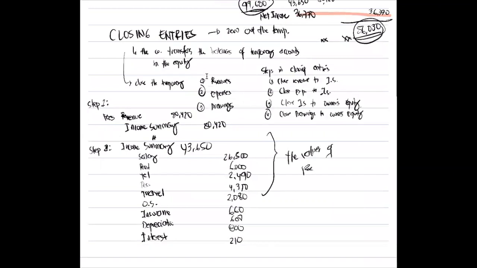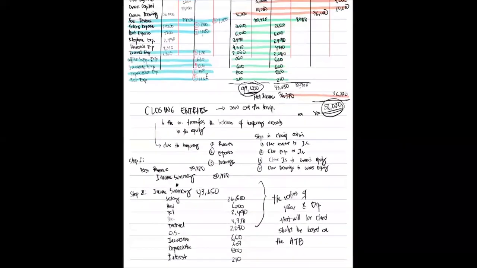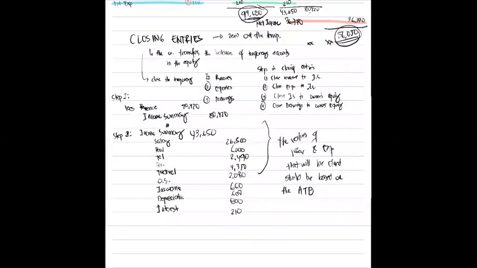Okay. Guys, the values of revenues and expense that will be closed should be based on the adjusted trial balance. So, kung papansinin nyo, saan natin nakuha yung mga values na yan? Yung 80,420 nasa adjusted trial balance. Yung salaries hanggang interest galing rin yan sa adjusted trial balance. So, ang total yan ay 43,650.